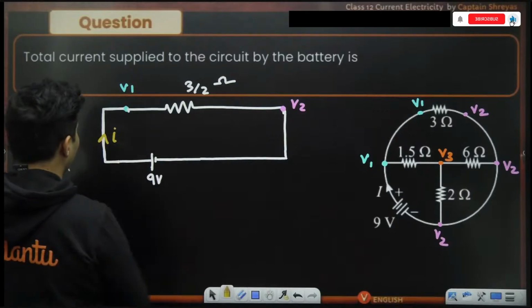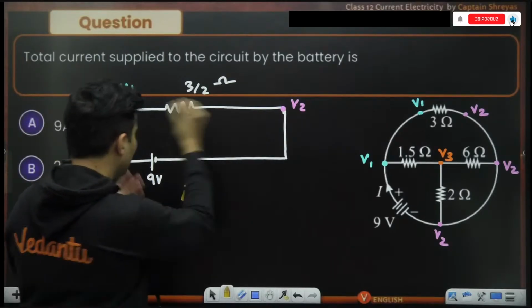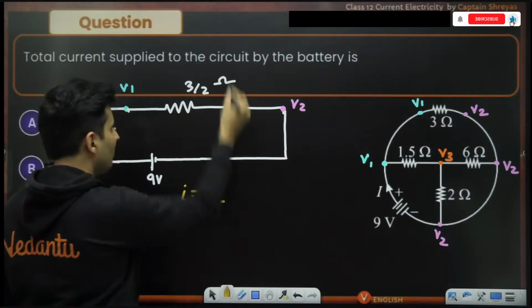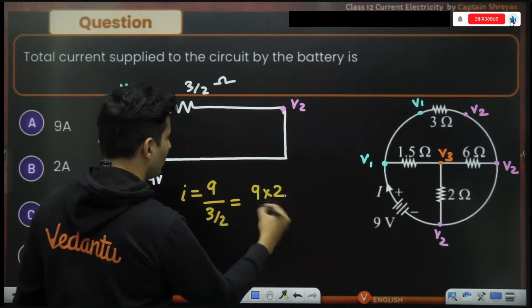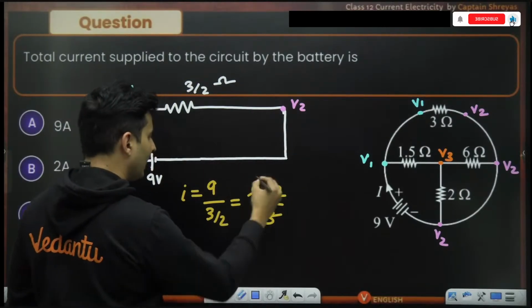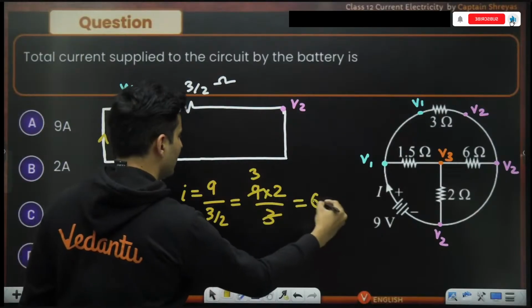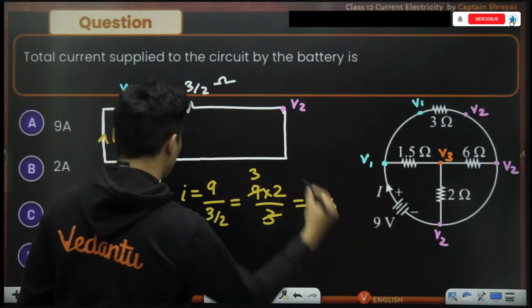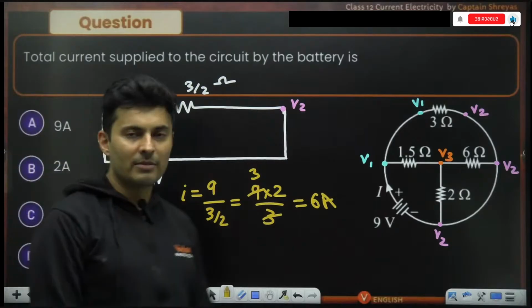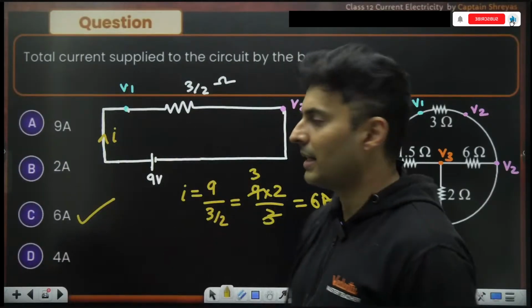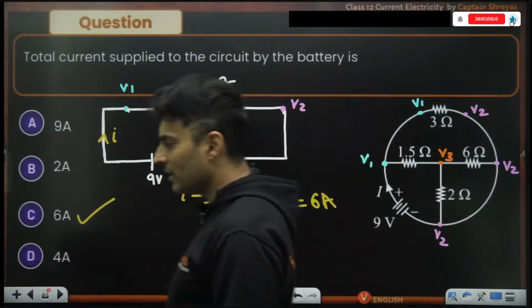Here, this particular current will be the total voltage, which is 9, by the total resistance, which is 3 by 2. So this will be 9 into 2 divided by 3. 3 goes with 9 3 times. So 3 2s are 6. So 6 amperes, which is option C, will be the correct one. Is that absolutely clear, everyone?